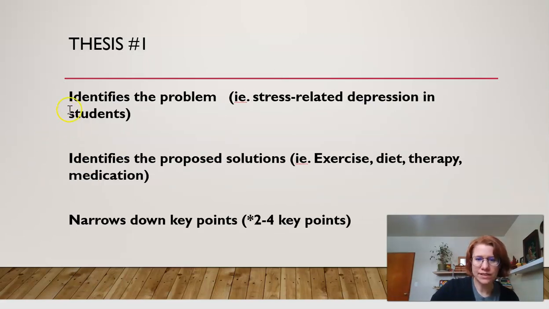So this thesis identifies the problem, in this case stress-related depression in students. And then it presents potential solutions, such as exercise, diet, therapy, and medication. That's the research findings that this person has found. And in this case, they have 4 points.